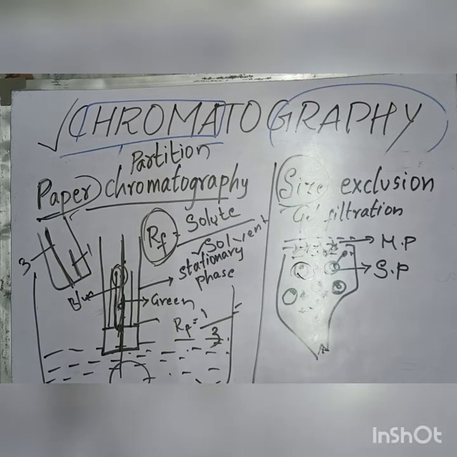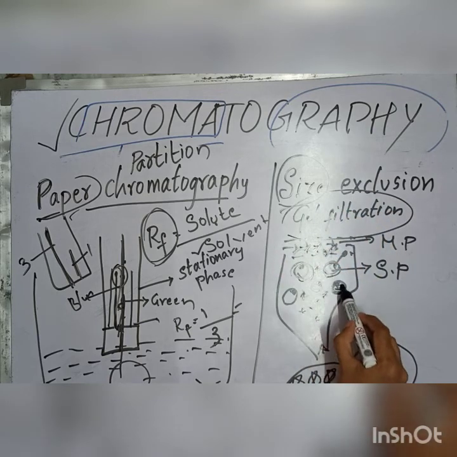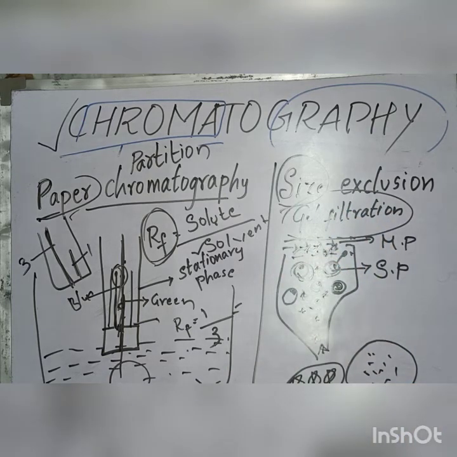So first we will get the larger components of the mixture and then we will get the smaller components. Based on what? Based on their size, we are separating the components. So that is why it is called size exclusion or gel filtration, because here you are using the gel beads. That is why it is called gel filtration chromatography.